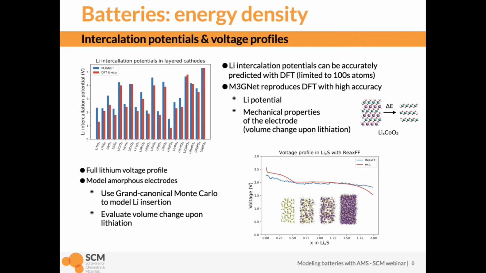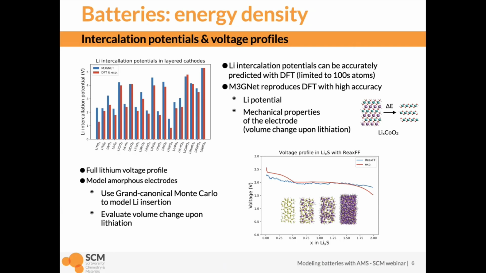So let me start with just a few applications of atomistic simulation to predict battery properties. Here I'm showing lithium intercalation potentials that have been calculated for a range of different types of materials. The base material is lithium cobalt oxide, shown on the top right. It's a layered material, and so lithium can intercalate between the cobalt oxide layers.